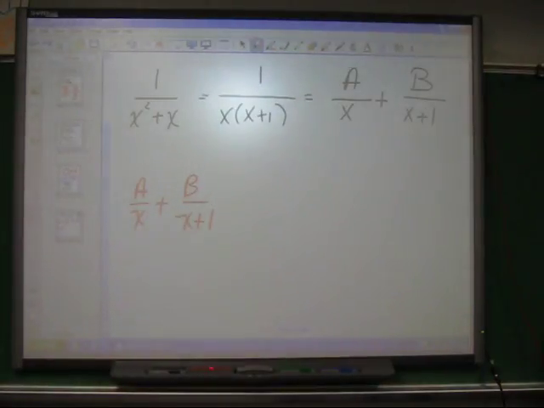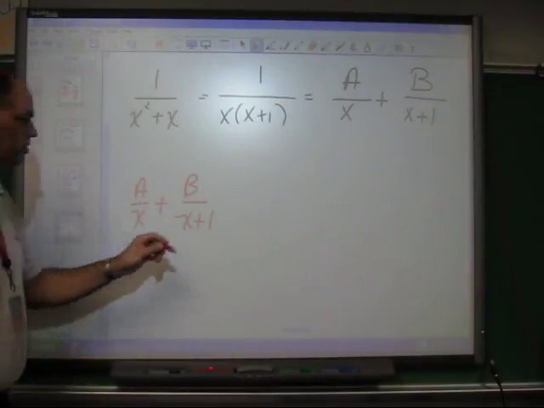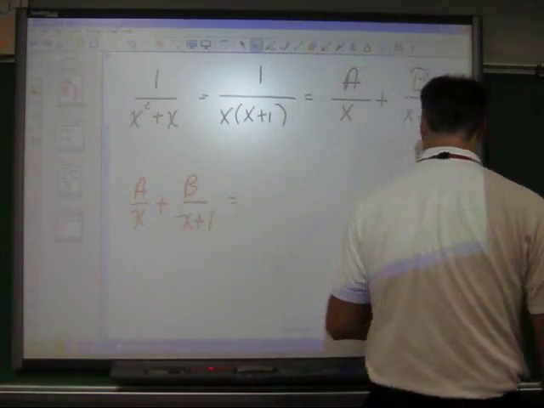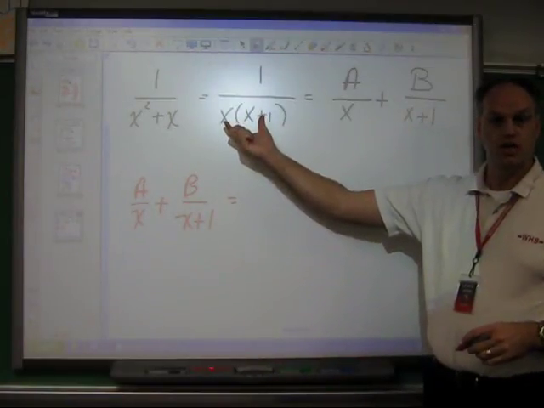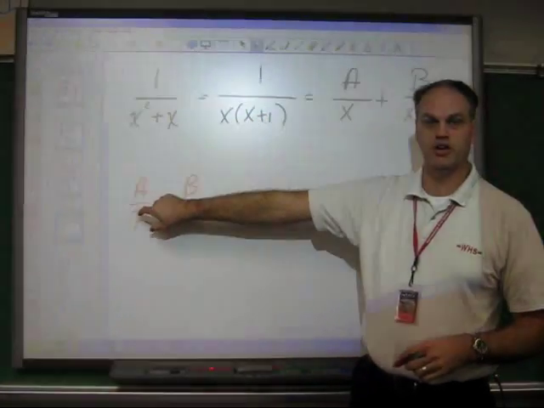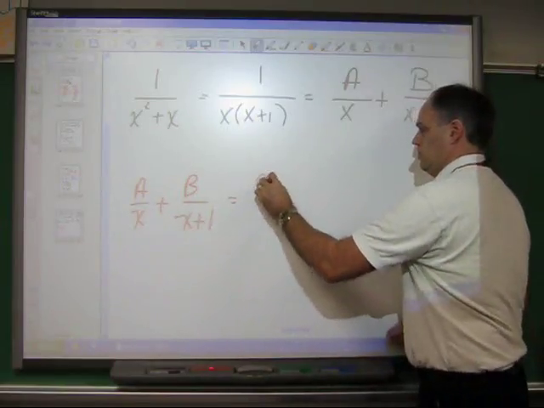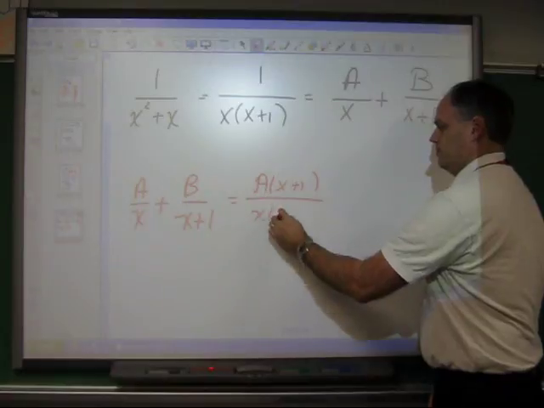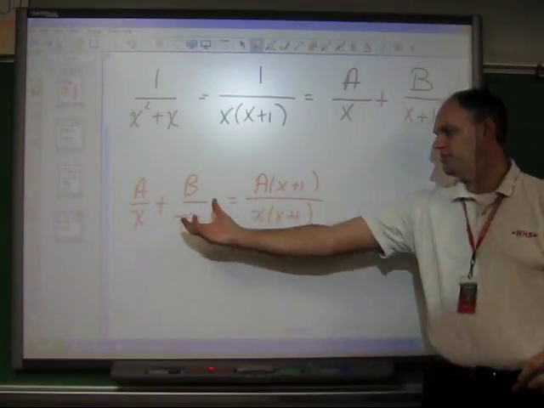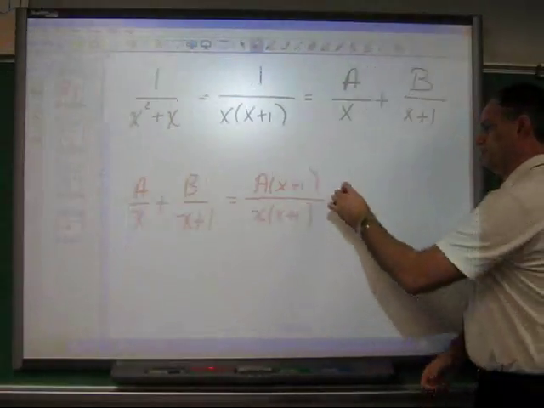So A over x plus B over x plus 1. If I needed to actually add those together, what would I have to do? Get the common denominator, which is x times x plus 1. So what needs to be multiplied over here? x plus 1. What needs to be multiplied over here? x.